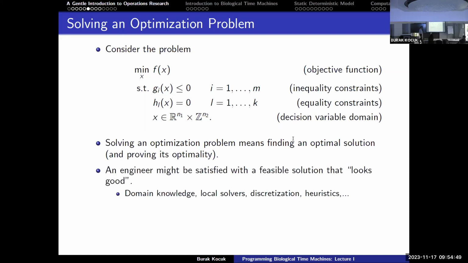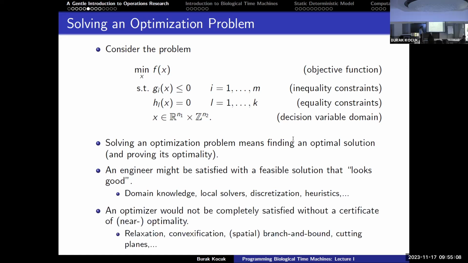So for an engineer, for example, who wants to do some real stuff, right? Maybe the engineer might be happy with a feasible solution that is better than what people have achieved. Okay? That's an achievement, right? You do something better than what other people did. But optimizers are very picky people. Okay, so that's not enough. We want to understand whether this is the best you can achieve or not.